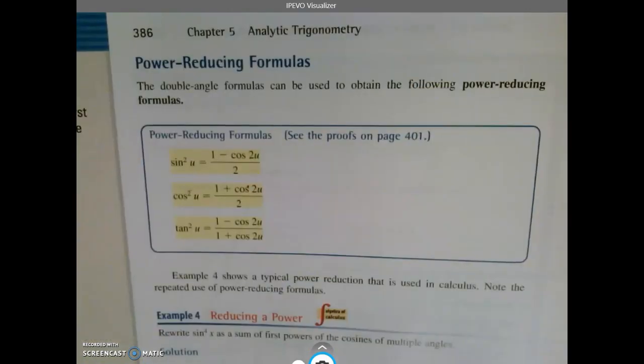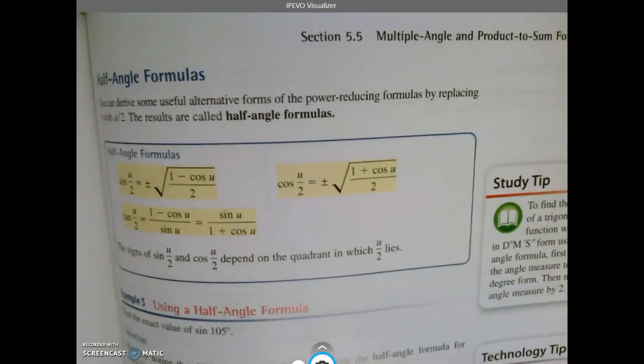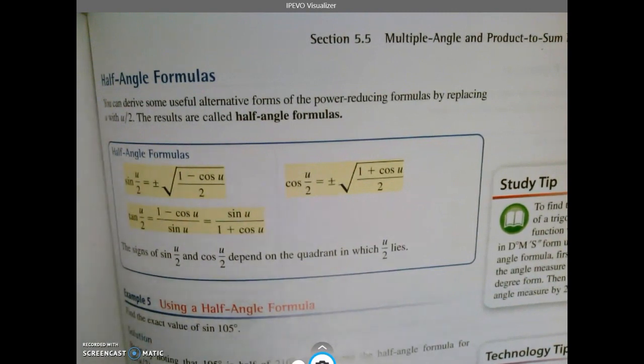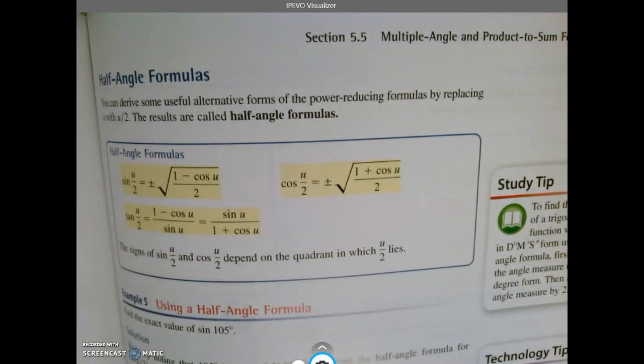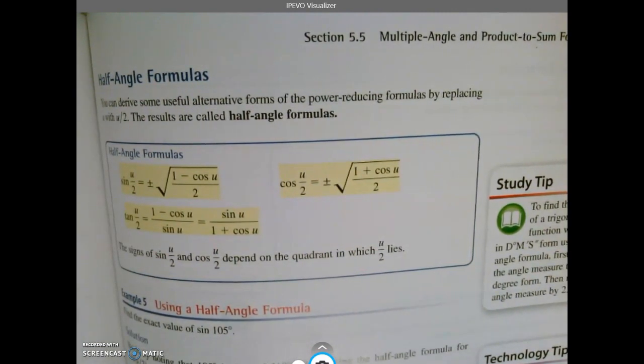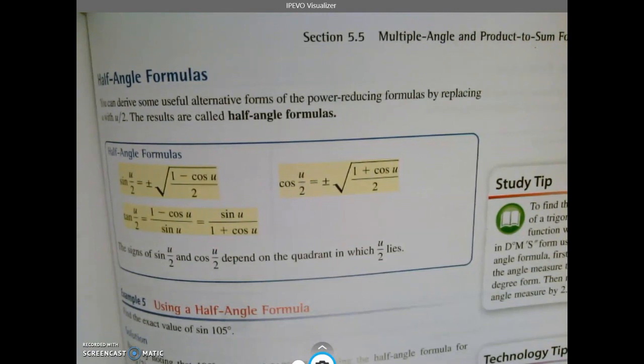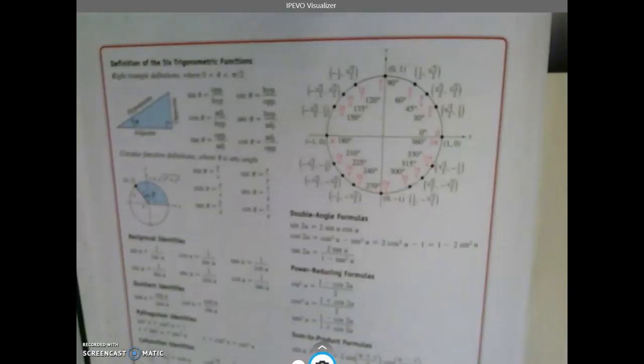Power reducing formulas, and the half angle formulas. Now, all of these are in the textbook in section 5.5. Now, there's more than just these, and there's a whole lot of them in the front cover of your book. Let me show you those.